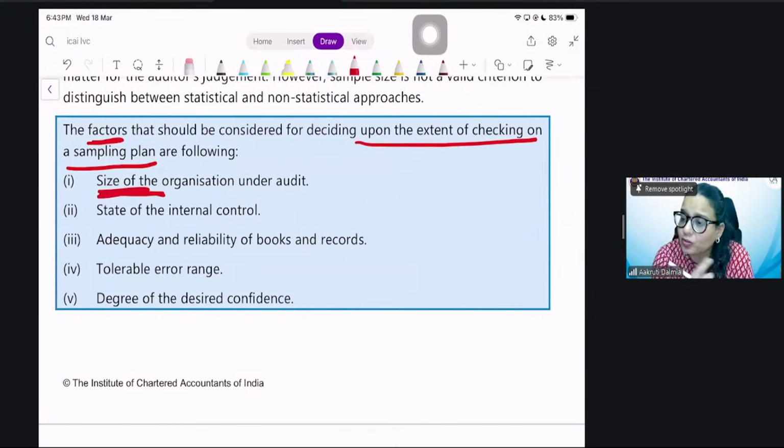Does it mean that jitna size badhega organization ka utna sample size badhega? Does it mean that the size of the sample will increase proportionate to the increase in the size of the organization?